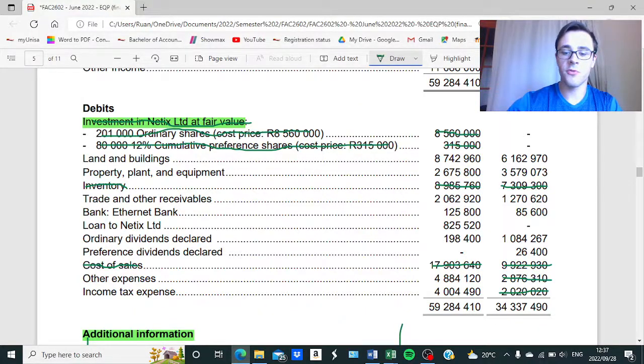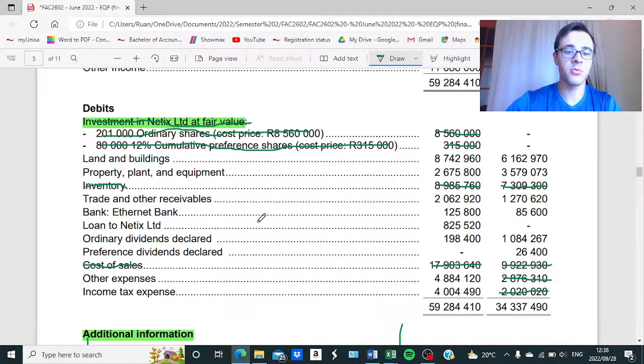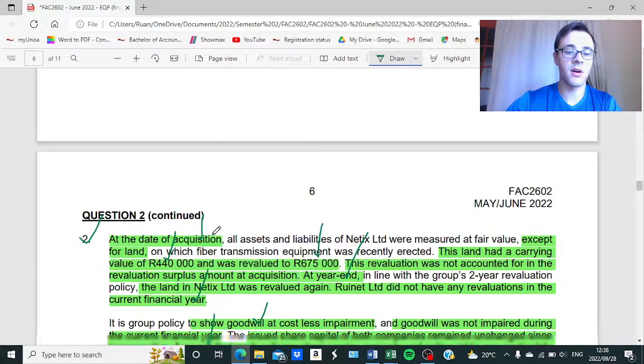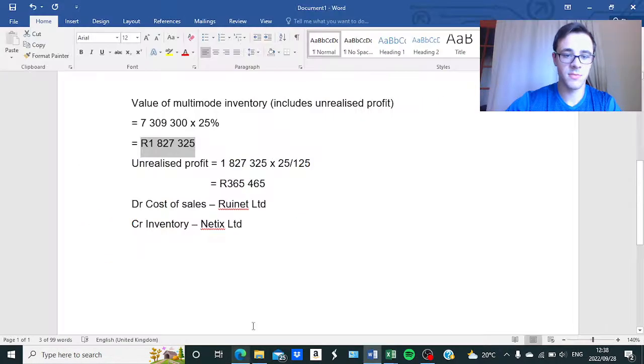So for this piece of information, you first had to calculate the value of the multi-mode inventory by calculating 25% of the closing inventory, as per the information given. And based on this value, you calculated the unrealized profit that you will eliminate for consolidation purposes. Why does this amount include unrealized profit? Because it was purchased intergroup in the post-acquisition period. The agreement was concluded on the 15th of October 2019. So since that date, the intergroup sales have taken place.